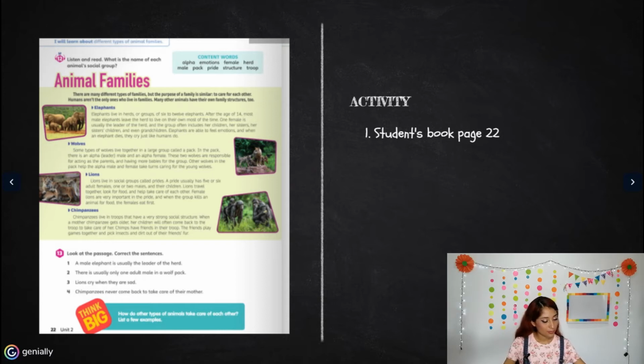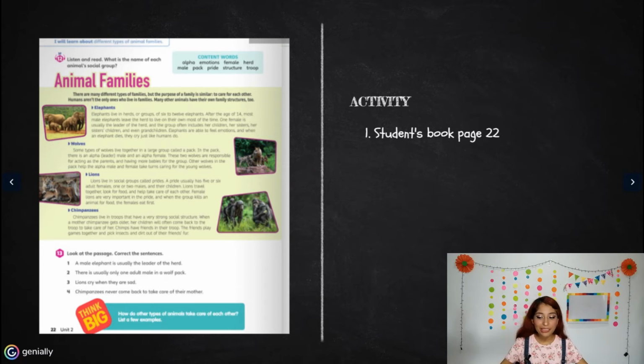Chimpanzees. Chimpanzees live in troops that have a very strong social structure. When a mother chimpanzee gets older, her children will often come back to the troop to take care of her. Chimps have friends in their troop. The friends play games together and pick insects and dirt out of their friends' fur.